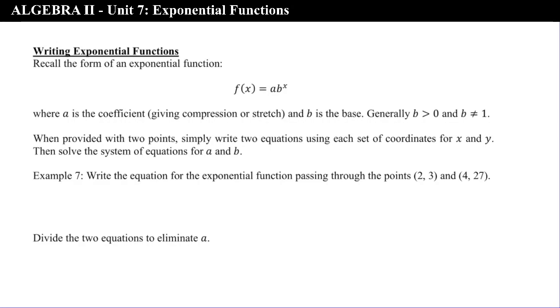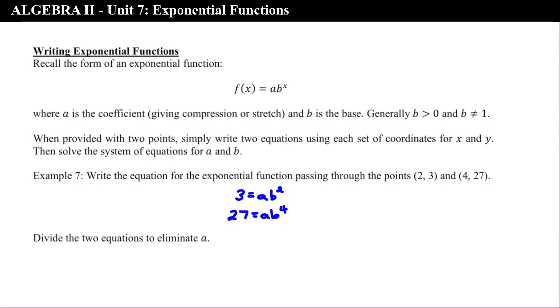We're going to write an equation for the exponential function passing through the points (2, 3) and (4, 27). So if we have (2, 3), we're going to write that one as 3, that's our y, equals a b to the second, because that's our x value, just like it is up here. f of x is our y. We're going to do that for the other one as well. 27 equals a b to the fourth.